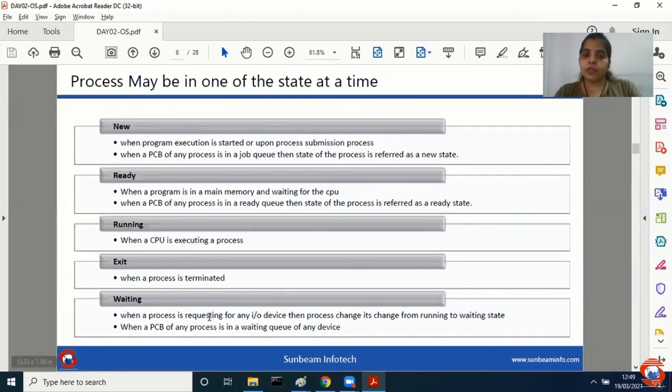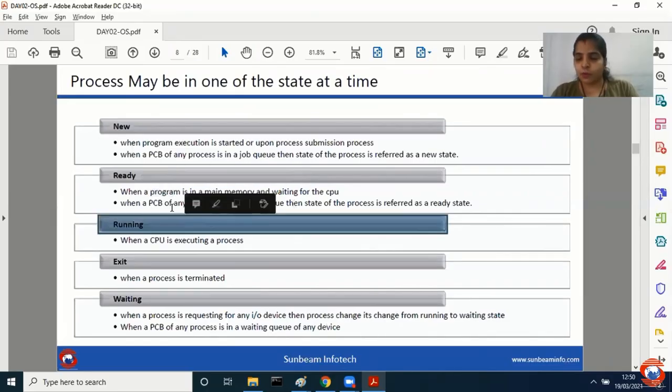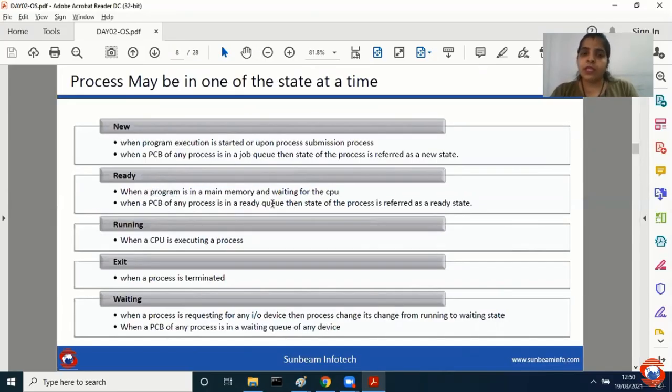Waiting: when the process requests any IO device, then the process changes its state from running to waiting state. And when the PCB of any process is in the waiting queue of any device, right? So this is right. In the ready definition, it should be process, not program. Now in the ready queue, when the process is in the main memory, the word should be process.